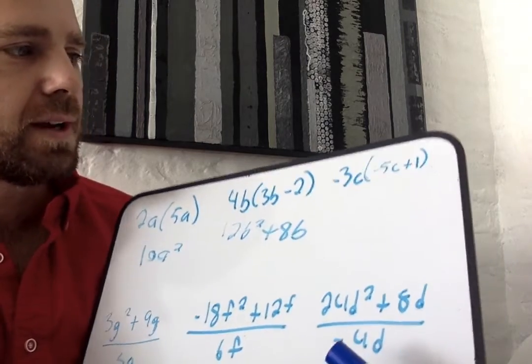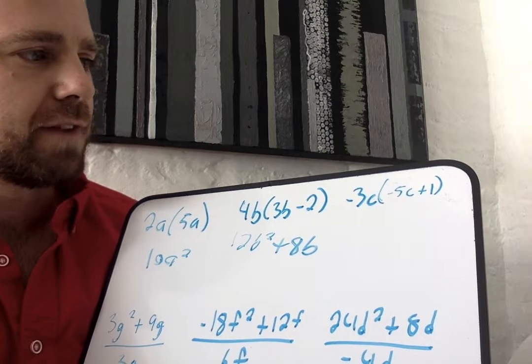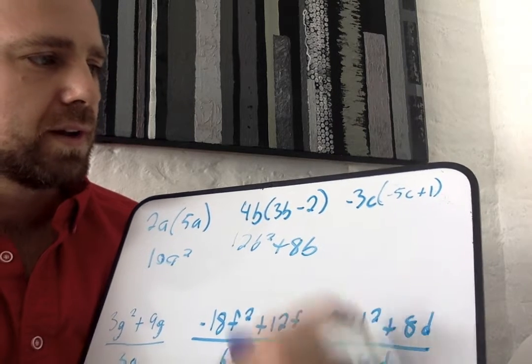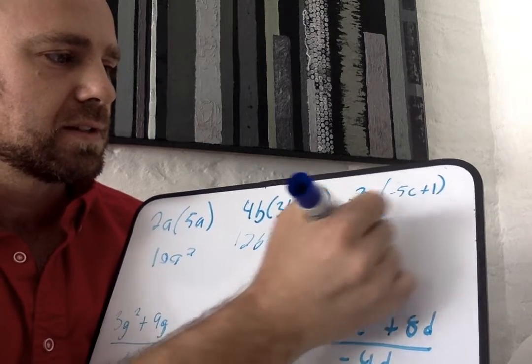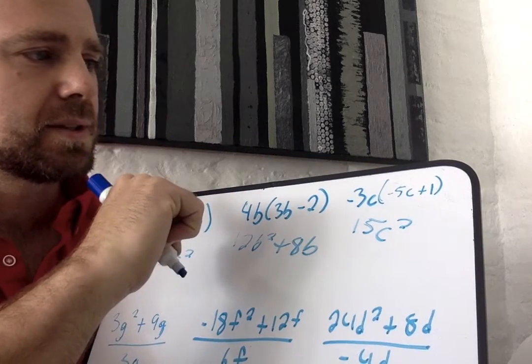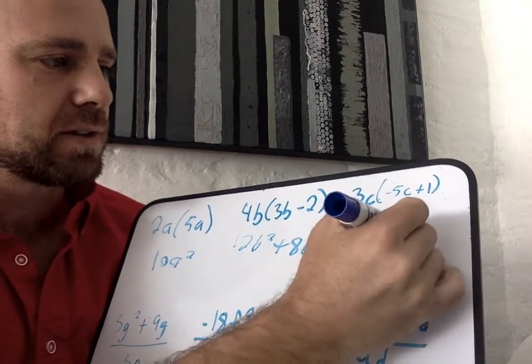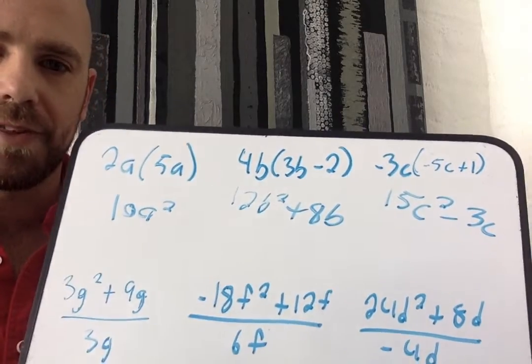Here we have negative 3c, and it's multiplied by negative 5c and positive 1. So negative 3 by negative 5 is going to be 15. c by c is going to be c squared. Negative 3c times positive 1 is going to be negative 3c. All right? Hopefully that makes sense.